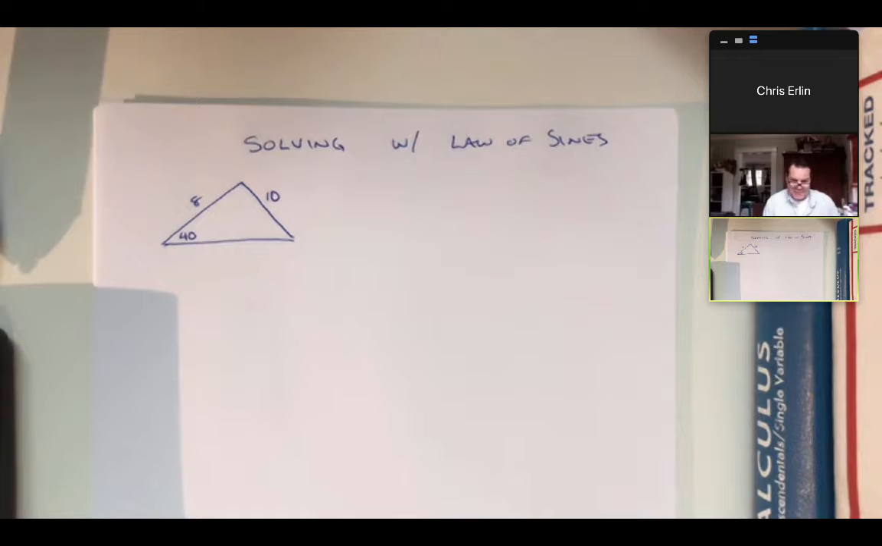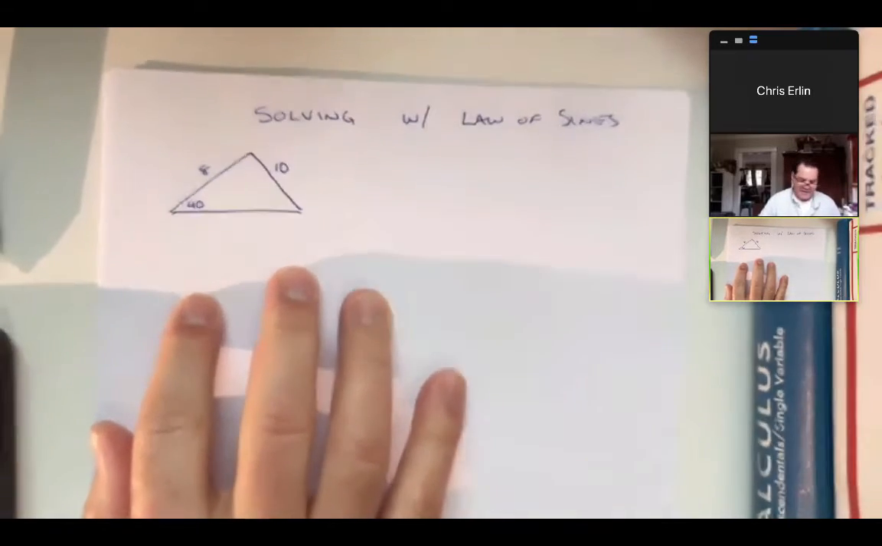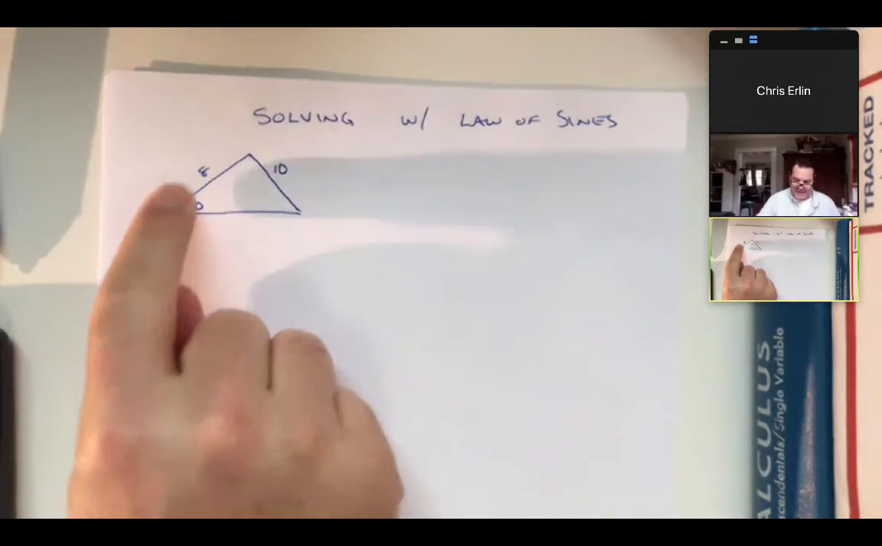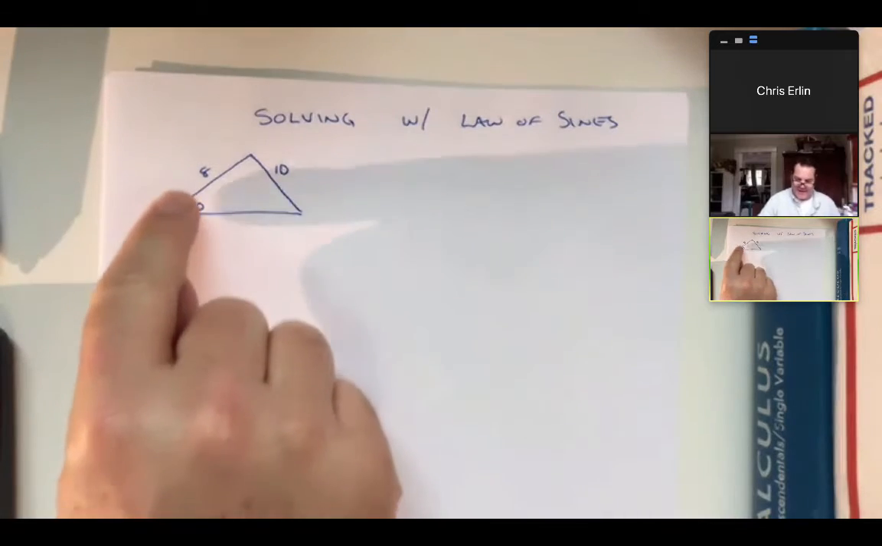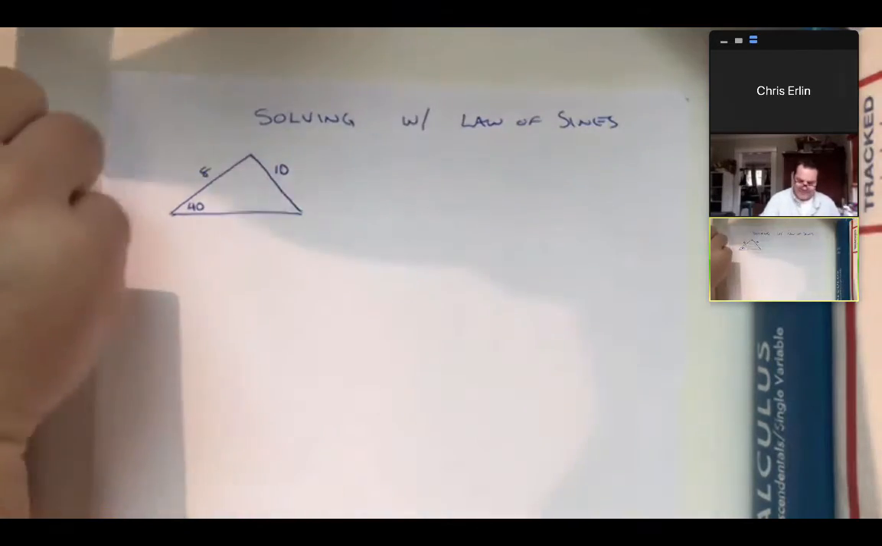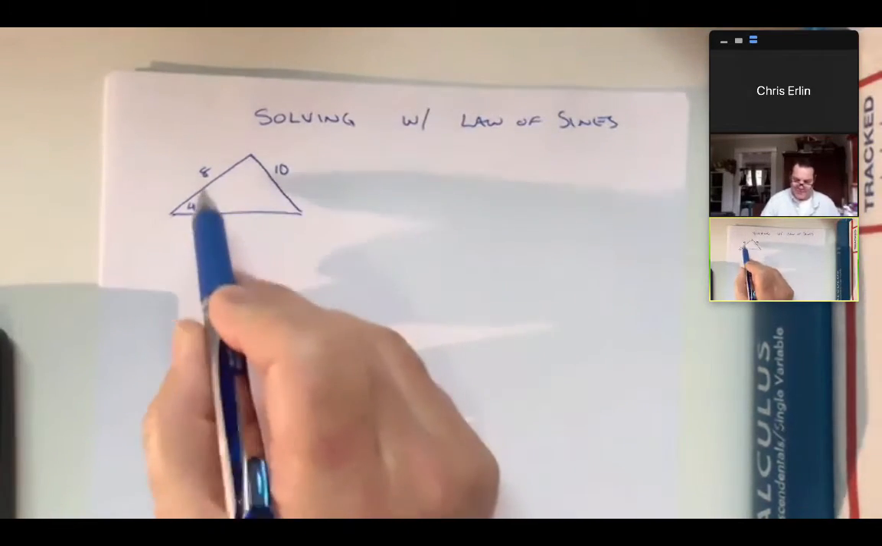Hi, this is Mr. Erlin, ready to talk about solving a triangle with the law of sines. This is a form of using trigonometry to find missing parts of a triangle that's not necessarily a right triangle. So here I'm looking at a scenario where I'm given an angle and two sides, and they're in the ASS environment. In other words, it's not trapped between the two sides.